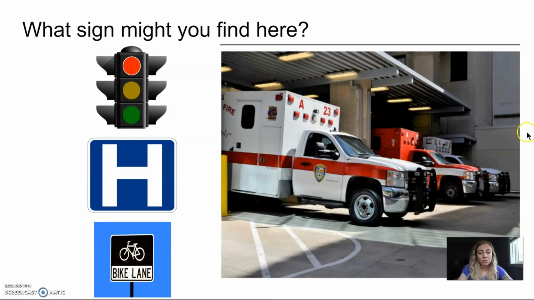All right, if you chose the hospital sign, you would be correct. So these are ambulances, likely at a hospital. I don't think a bike lane sign is necessary, and we aren't at a traffic stop, so the hospital sign makes the most sense. All right, and that is all that I have.